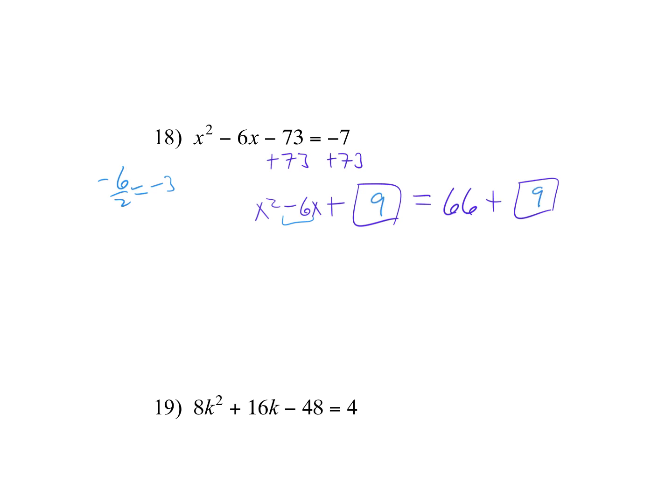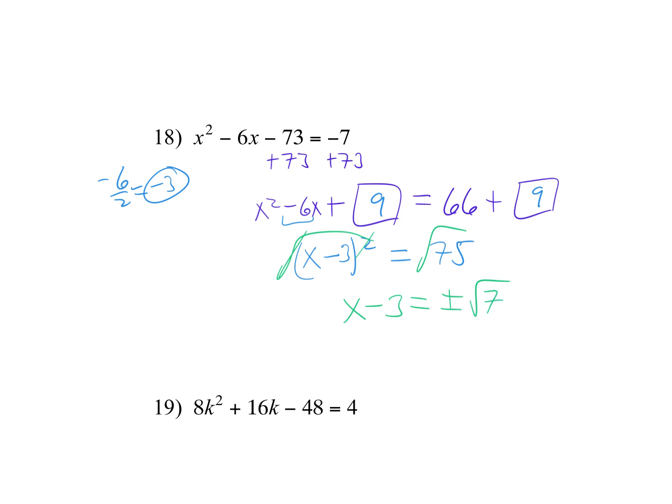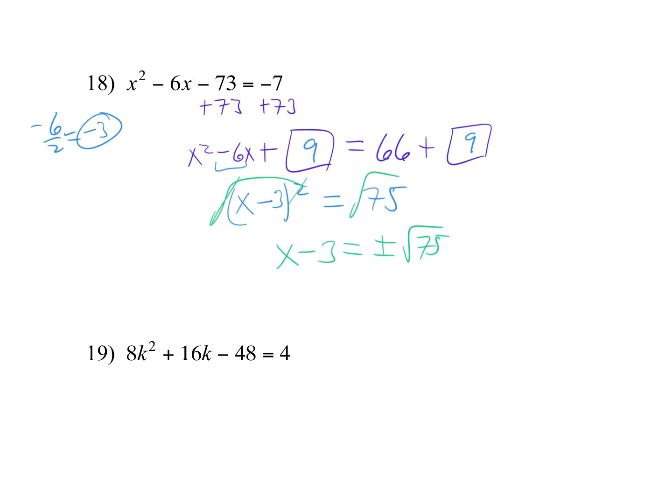All right. And then factoring the perfect square trinomial, it's going to be x plus whatever b over 2 was. So negative 3. So x minus 3 squared. And then 66 plus 9 should get you 75. And then you want to square root both sides. Right, now that the squared term is by itself, we get x minus 3 equals plus or minus the square root of 75.